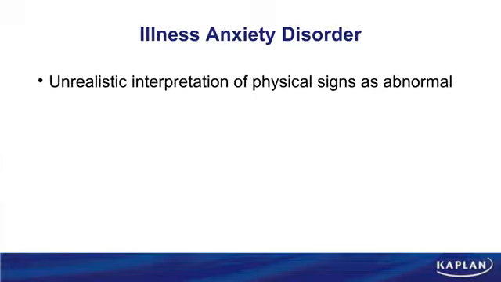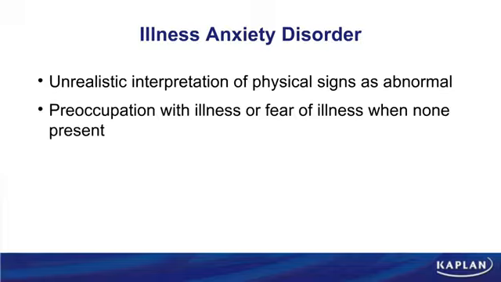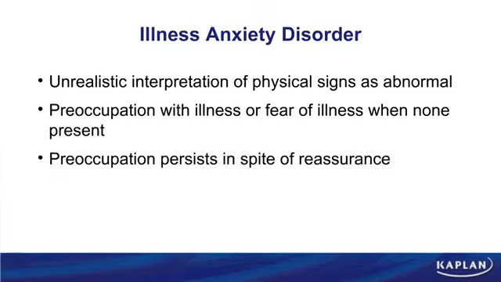Illness anxiety disorder is a new DSM-5 diagnosis for what was formerly called hypochondriasis. Now, these are people who believe, despite constant reassurance, that they have an illness. So they have unrealistic interpretations of physical signs as being abnormal. They're preoccupied with the illness, and despite constant reassurance, despite CTs, despite MRIs, despite lab tests, despite numerous visits to the doctor, they still believe they have cancer, AIDS, or whatever.